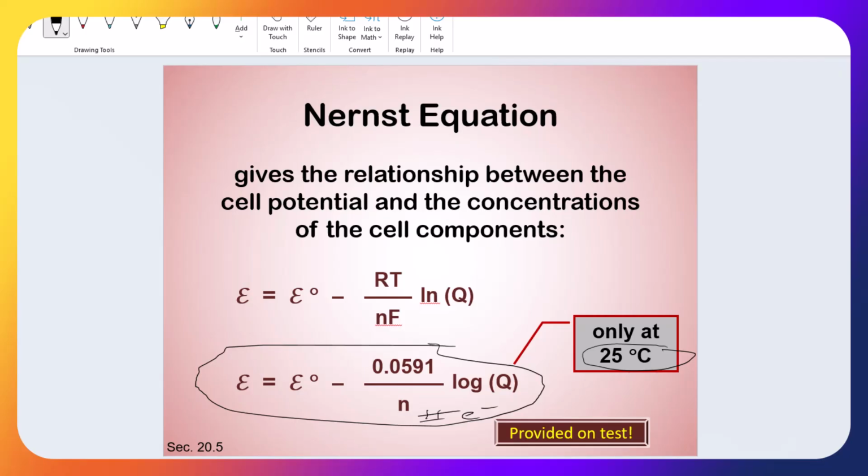If you're going to use this version, note this is log base 10, not the natural log. If you use this version, it's perfectly fine. It's a little more complicated, a little bit more to remember, but this version is just fine. Just remember you're using log, not ln. And then Q you have to calculate.